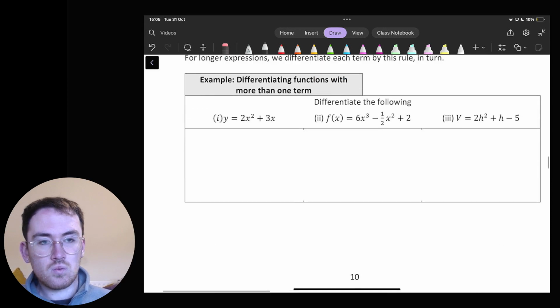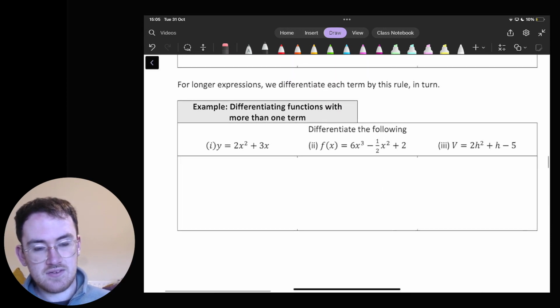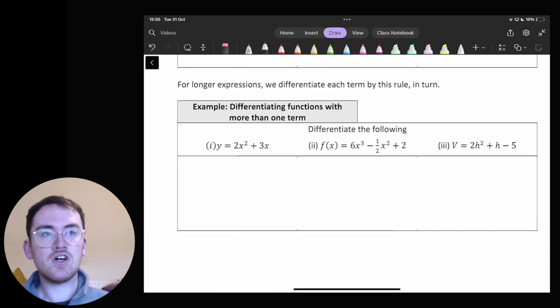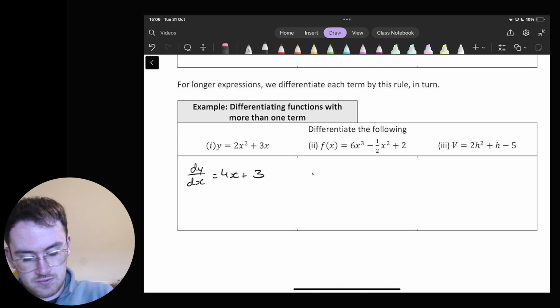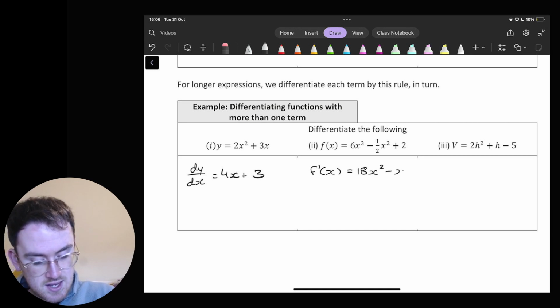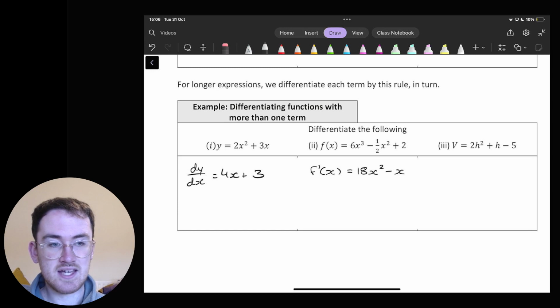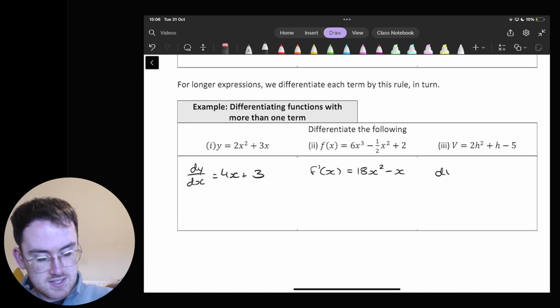If we have more than one term, say like we have here, we just do them one at a time, following through in the same way. So here dy/dx would be 4x plus 3. For this next one, f'(x) is 18x squared minus x. So multiply by the power, reduce the power by 1. And the last example here, then, dV/dh is 4h plus 1.